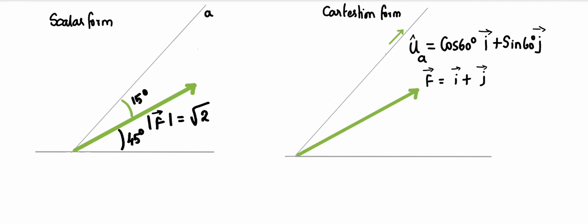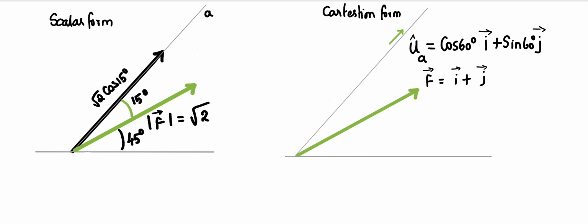So I would like to solve this problem. You can see in the first picture I represented it in scalar form. A force vector is represented by its magnitude and its direction. You can see here the F vector magnitude is root 2 and the angle it makes with the x-axis is 45 degrees. Similarly, you can see another axis, we don't know about it, but it is indicated by the letter A. It is 15 degrees from this F vector. So if I want to resolve the F vector along this direction A, I can simply take the magnitude of F into cos of 15 degrees, which gives me the value.